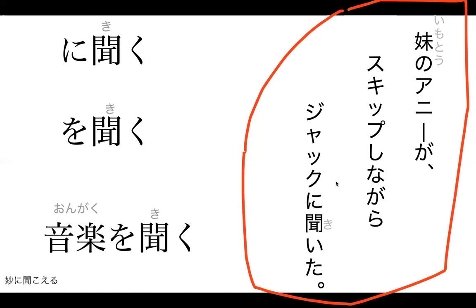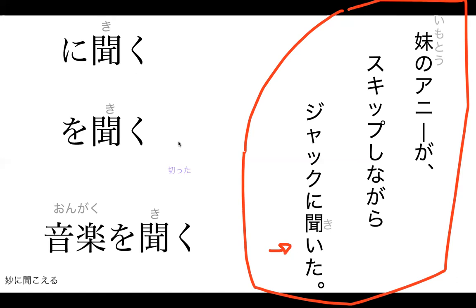Jack ni kita. Make sure it's a kita, with the long e, because Japanese long vowels are different words. A kita, for example, would mean to cut something. So yep. While skipping, Annie cuts Jack. Kwai. Kwai sono koto.